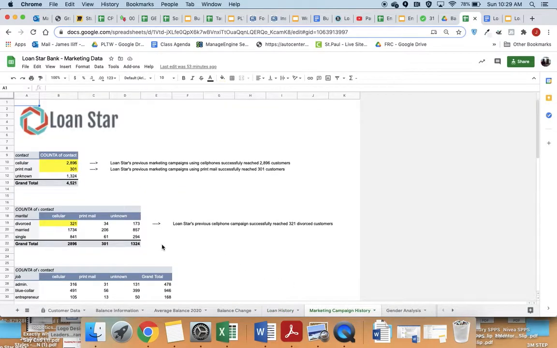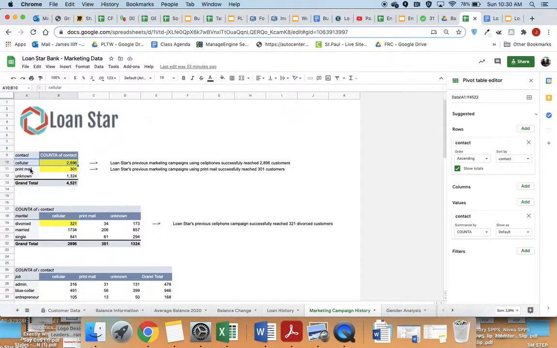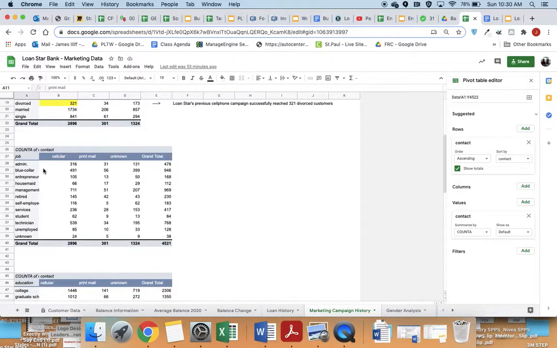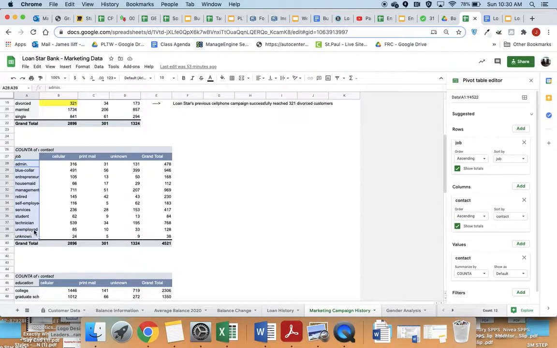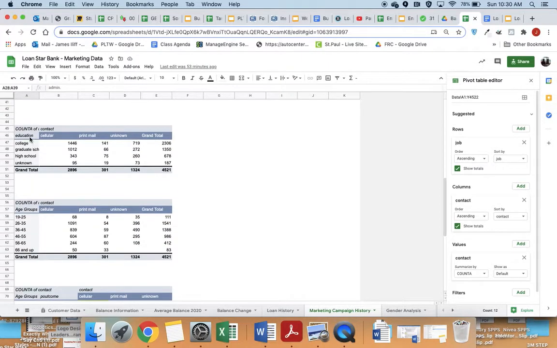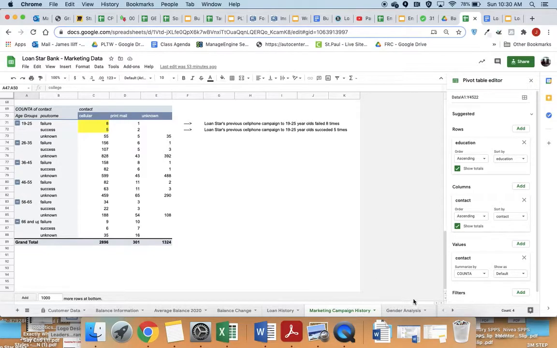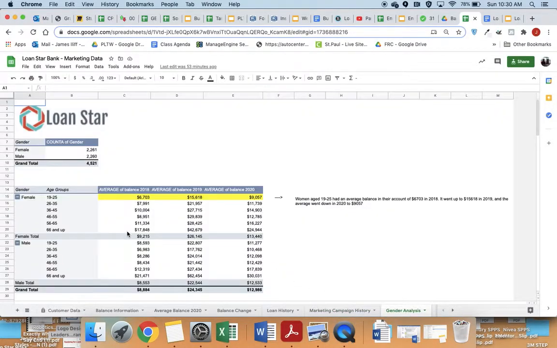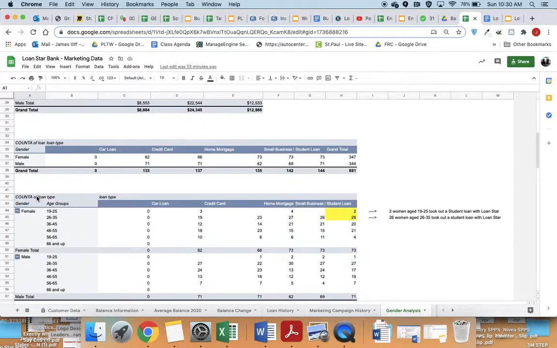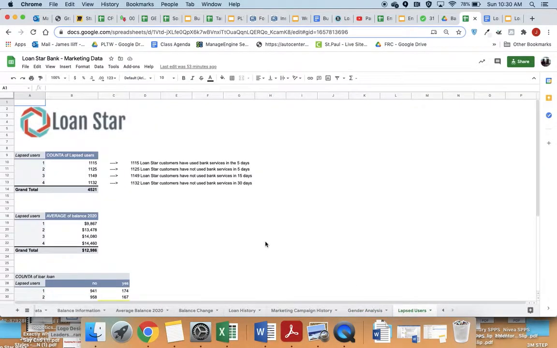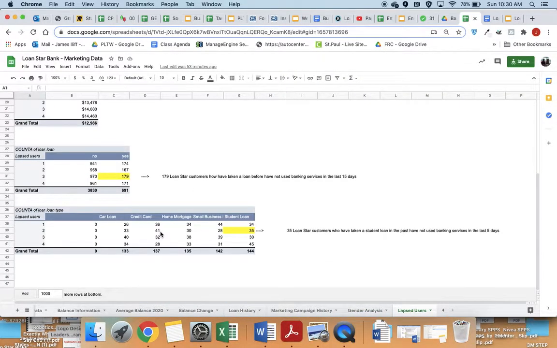Here is campaign history, so you get to see previous attempts, cell phone, print mail, etc. And then all broken out on their occupation, their type of schooling, etc. You guys know all this. Here's gender analysis. So male and female and the type of loan that they've had. So really interesting stuff. And then lapsed users. So this is a really cool one.